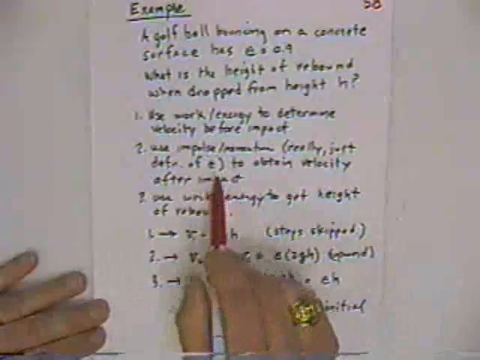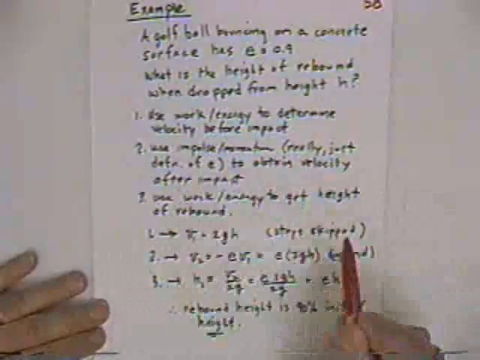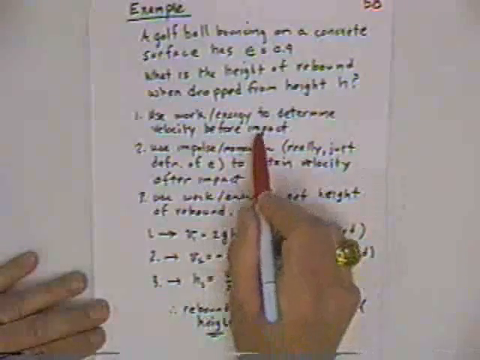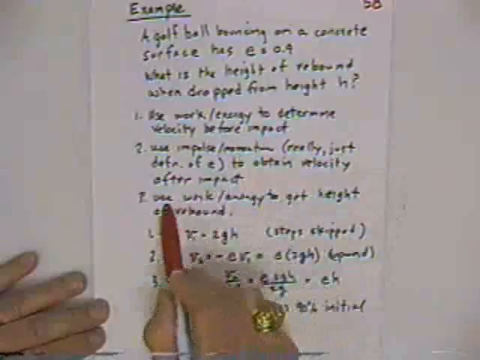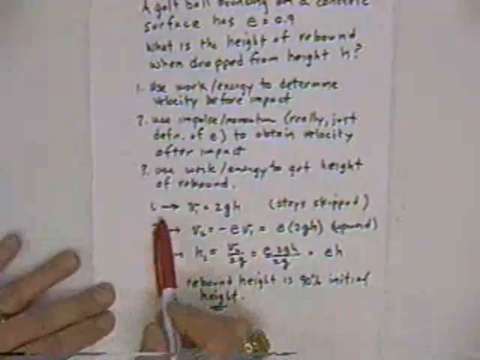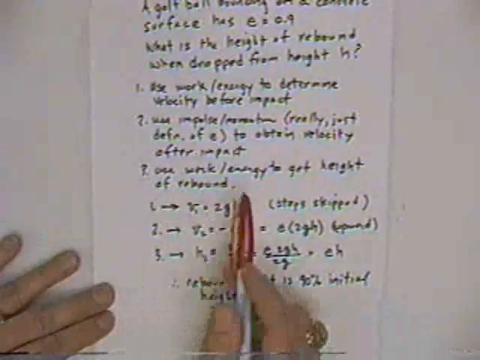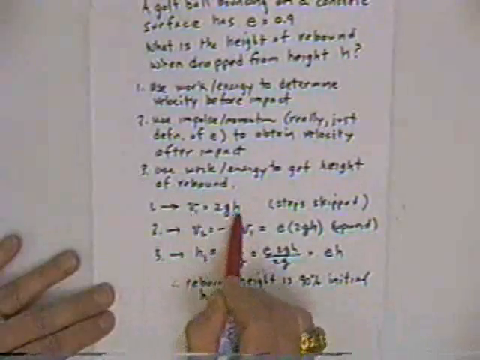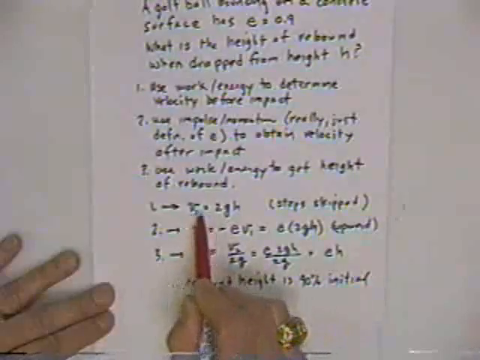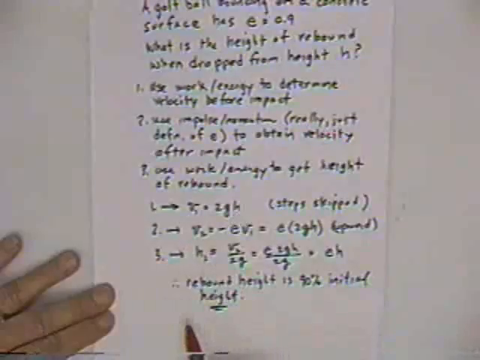Okay? Well, in this case, it's simpler. We don't really have to apply the impulse momentum principle. All we have to do is use the definition of E to give us the velocity after impact in terms of velocity before impact. And then we'll use work energy again to determine the height of rebound. Okay, I'm skipping a bunch of steps, but if you calculate the velocity, and this equation I think may even be in the handbook, if you calculate the velocity of an object that falls a distance h by work energy, you find that the velocity before impact is √(2gh), where h is the height you dropped it from.